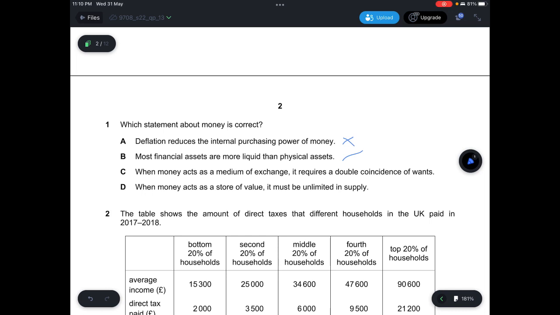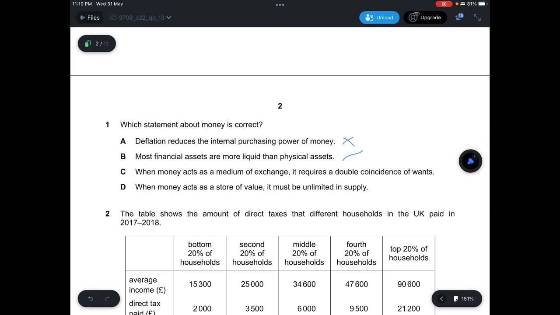Physical assets, however, for example cars or houses, take time if you want to sell them off. But for shares and investments, you can convert them into money in a short period of time. If you want to sell a house or a car, it will take time. You need to find someone that wants to buy the house, for example. So that's why most financial assets are more liquid than physical assets.